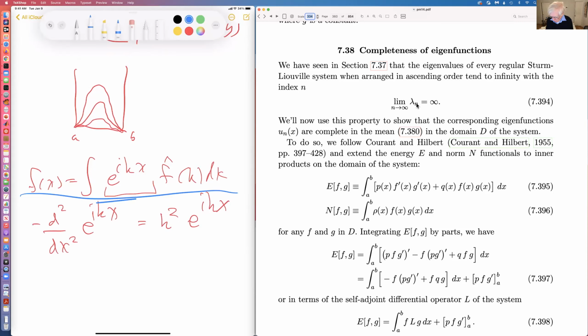And why is that? Well, it's because we can integrate here from minus infinity to plus infinity. So the eigenvalues k in absolute value go to infinity. It's continuous, so they're not labeled by an index n. It's just that the eigenvalues are unbounded.